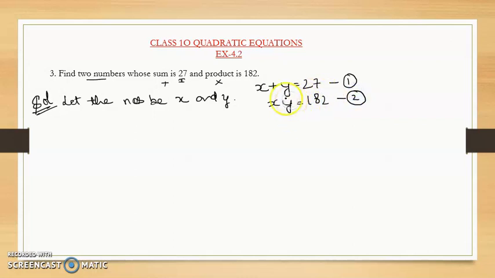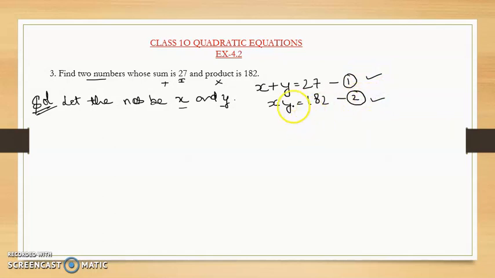Repeating again, two numbers. Let the numbers be x and y. Sum means addition, so x plus y is equal to 27, and product is multiplication, so xy is equal to 182. So equation 1 and equation 2 are clear. Sum is 27, and product, so multiplication, is 182.